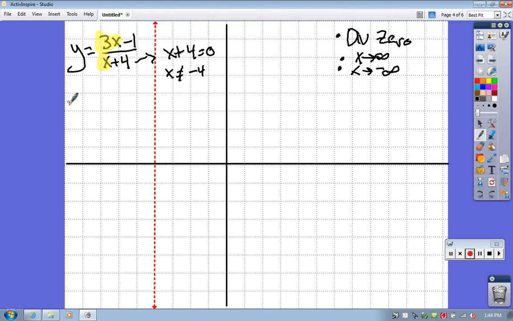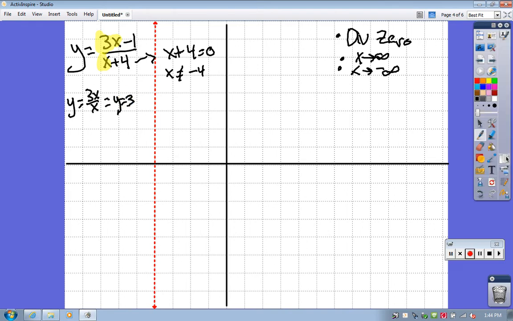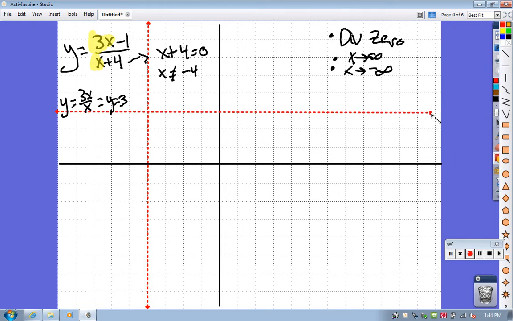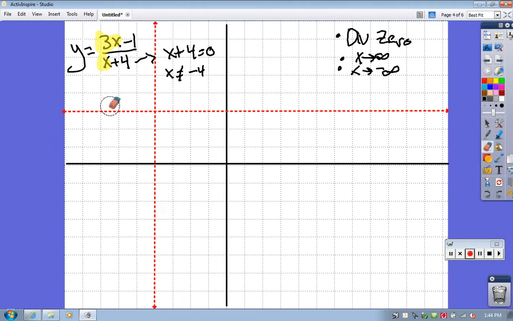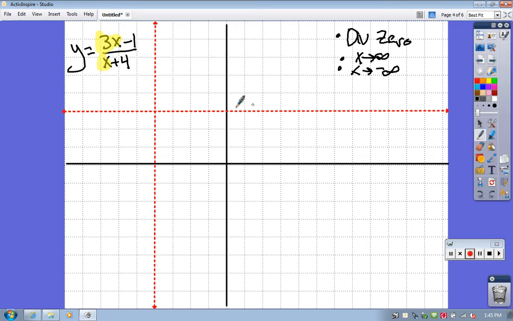So essentially, when x gets really big, this becomes 3x over x. X's cancel, y is 3. So as x gets really large, this tends towards a y value of 3. It'll flatten out here and here. So I have those parts. So now what I'm going to do is try and get a sketch going on here.